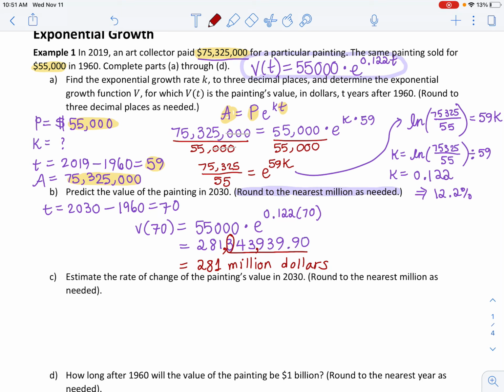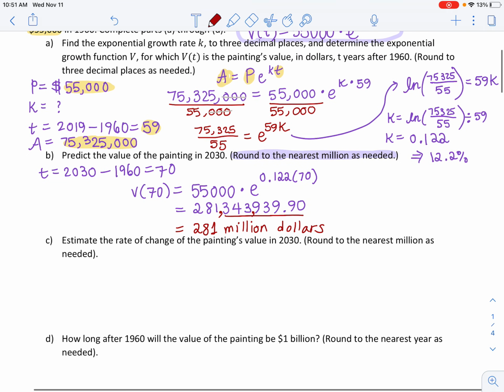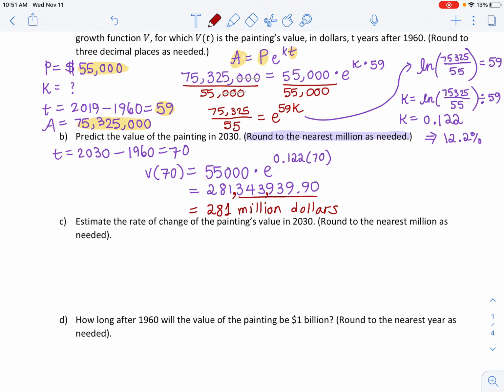Now, if this number was bigger than or equal to 5, then I would round up and say $282 million. But because that number was 3, I rounded down. We threw away $343,939.90 because it was smaller than $500,000. Okay, let's keep going.